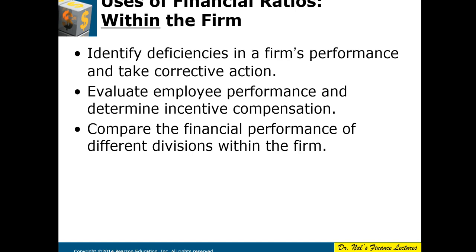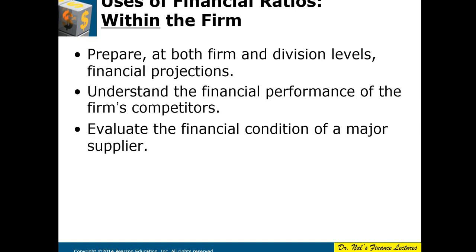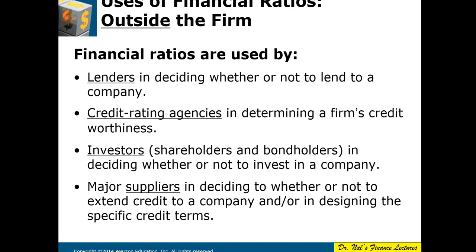We can also use financial ratios to evaluate employee performance and compare the financial performance of different divisions within the firm. Those financial ratios can be prepared at the firm level, but also at the divisional level, and that enables us to do such a thing. Like we said, the goal is to compare the firm with itself, but we can also compare the firm with other firms, its competitors, to see where we are standing. This will be the approach that we take in this chapter.